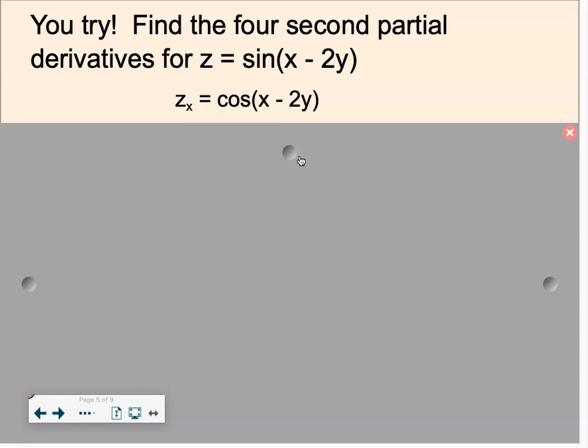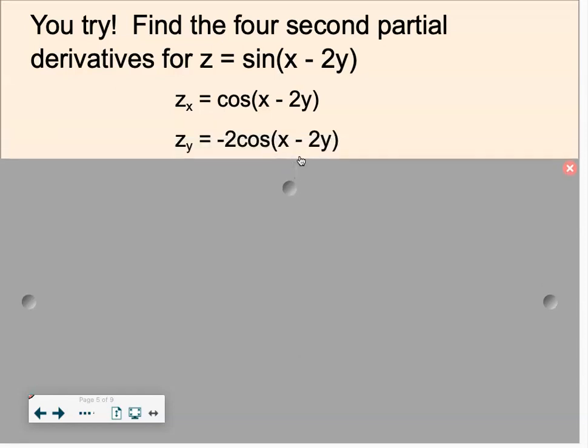Z sub x would be cosine of x minus 2y times 1, because the derivative of x minus 2y with respect to x is just 1, right? Good. Okay. Z sub y would be cosine of x minus 2y times the derivative of x minus 2y with respect to y, which would just be negative 2.